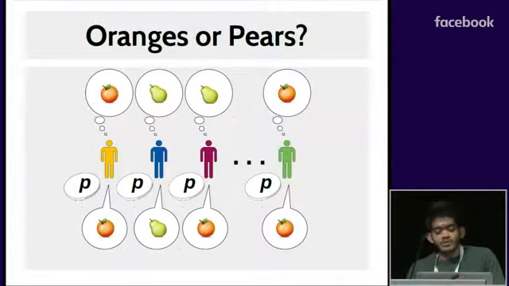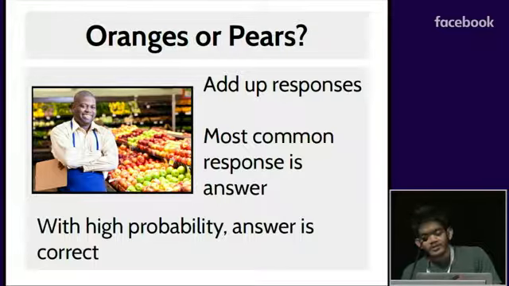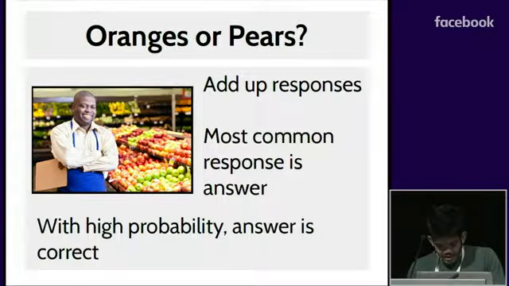So here, each user is going to flip their biased coin. So the first user, they flip their coin, it comes up heads, so they tell the truth, say they prefer oranges. The second user, the coin comes up heads, so they tell the truth and say pears. But for the third user, their coin flip comes up tails, so they tell the opposite of the truth and they say orange, and so on. And what you as the grocery store manager can do is just add up these responses and take the most common response as your answer.